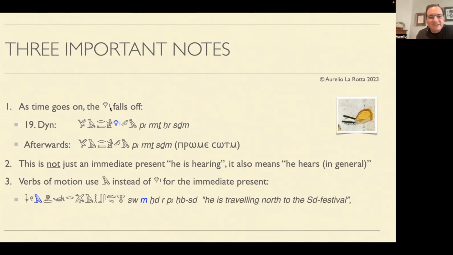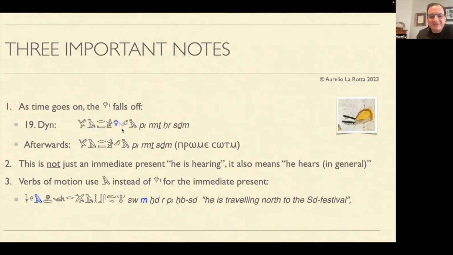One important thing to notice is this khar is by no means obligatory anymore in Late Egyptian. As a matter of fact, it is optional in the 19th dynasty. So you could say pa remech khar sedjem, the man is upon hearing, or the man upon hearing. Or you could say simply pa remech sedjem, the man hears, hear. I mean, however you want to render this now. Literally the man to hear, if you want to say so.